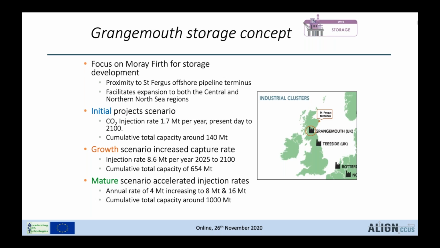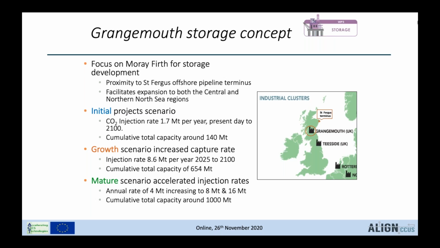So, taking our work from the ELEGANCY supply profiles for the volumes and rate of CO2 to be supplied, for the initial project scenario for Grangemouth, the rate would be at around 1.7 million tonnes per year, operating from the present to the year 2100, with a cumulative storage capacity of around 140 million tonnes.